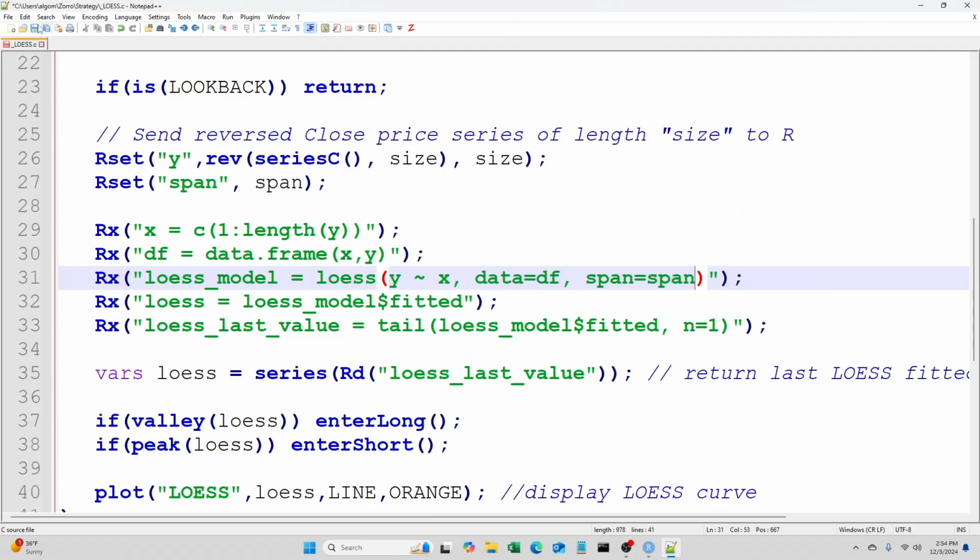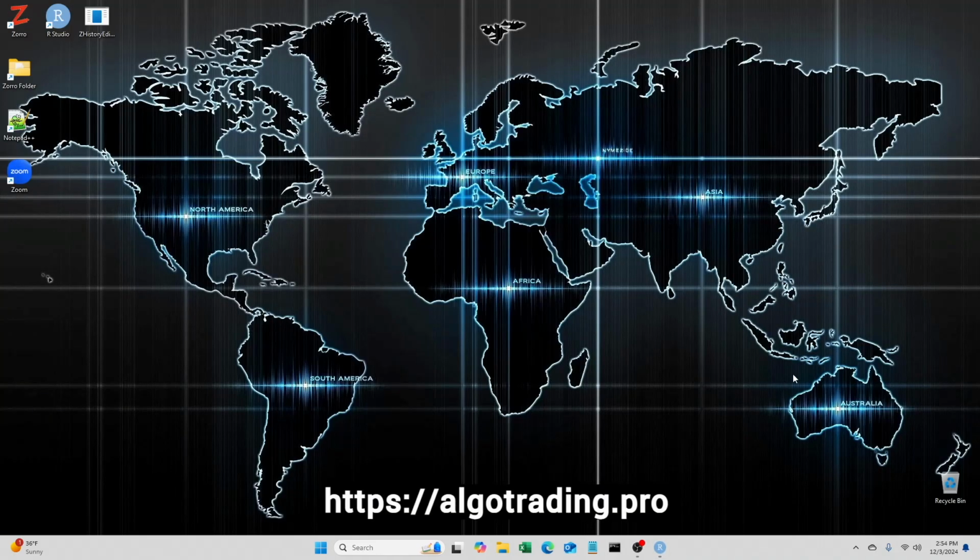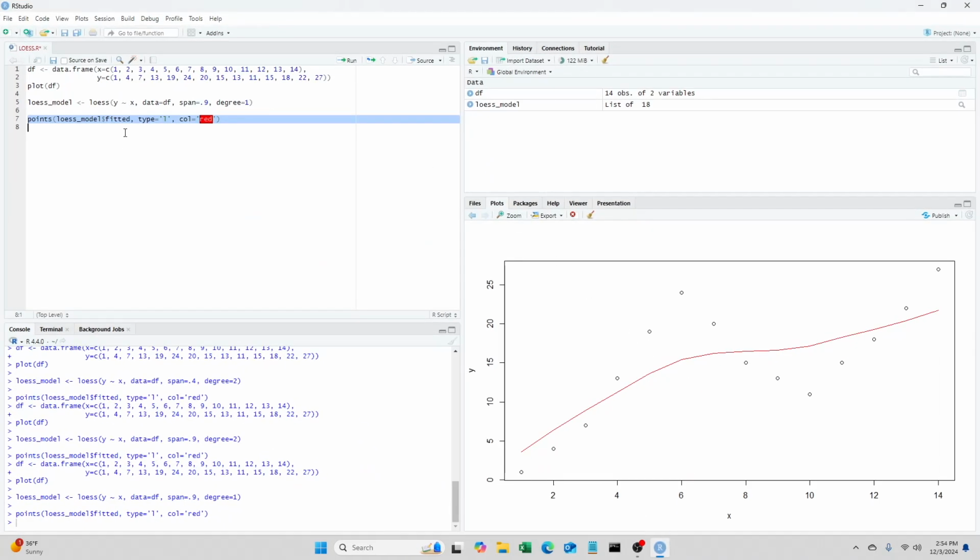Remember that the LOESS function has a lot of variables. You can try playing with them if you will. But overall, this is the grand idea. I hope this makes sense.